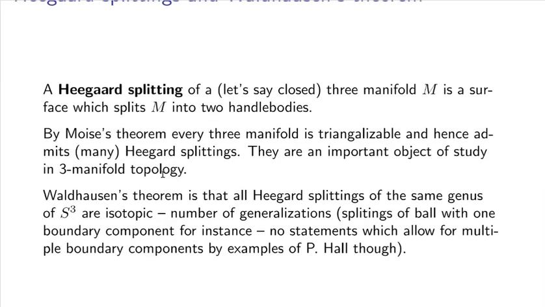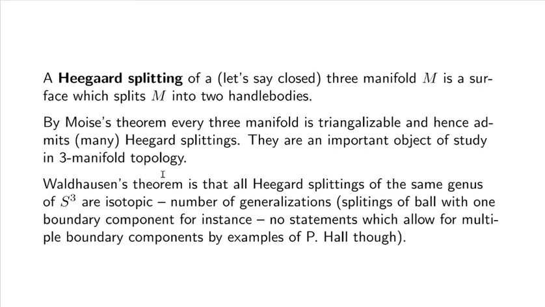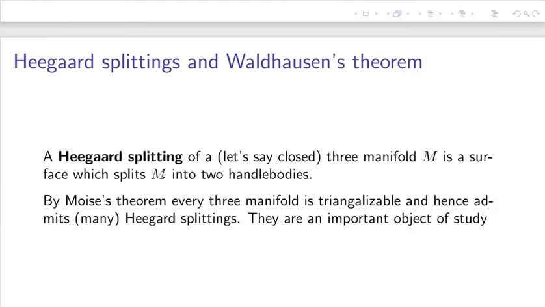So Waldhausen's theorem, in particular, is that all Heegaard splittings of the same genus of S3 are isotopic. There's a number of generalizations. For example, a splitting of a ball with one boundary component, in the appropriate sense, those will also all be isotopic by Waldhausen. But there's no statements which allow for multiple boundary components. So there's examples due to Peter Hall using minimal surface theory, actually, the bridge principle, to construct some minimal surfaces that are knotted tori with 2 boundary components in the 3 ball.